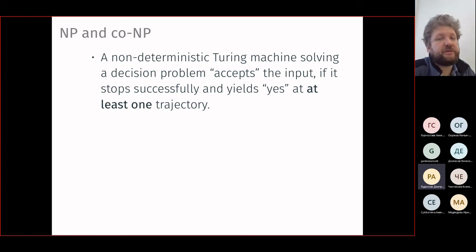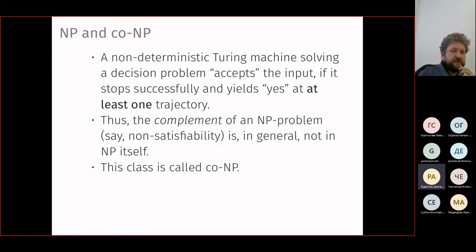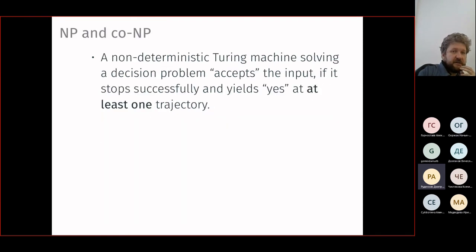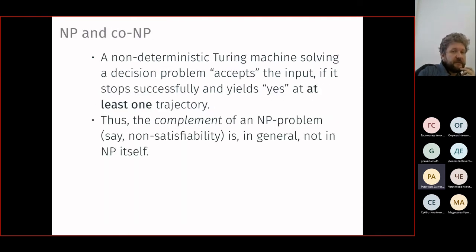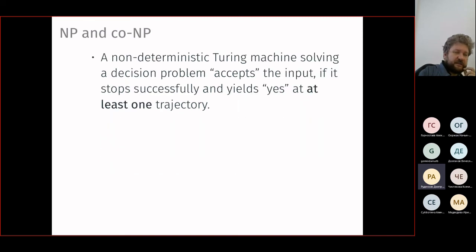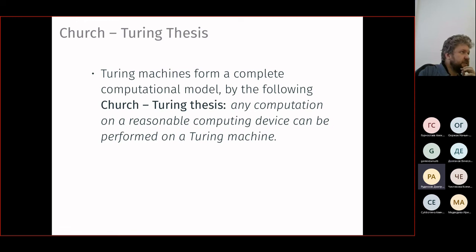And as I said, as it's a formalization of what was said in the beginning of today's lecture, a non-deterministic Turing machine solving a decision problem accepts the input if it stops successfully and yields yes on at least one trajectory. So again, this is the same as the general definition, but there we had some vague notion of an algorithm, and what an algorithm is nobody knows. It's formalizable as a Turing machine. And thus, the complement of an NP problem is in general not in NP itself. So let's keep this for a moment. We'll discuss the Church-Turing thesis, and then we'll return to NP and co-NP.